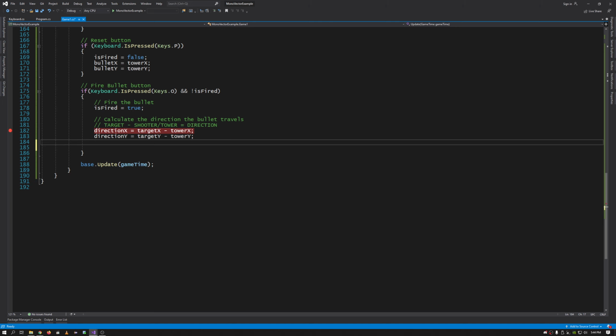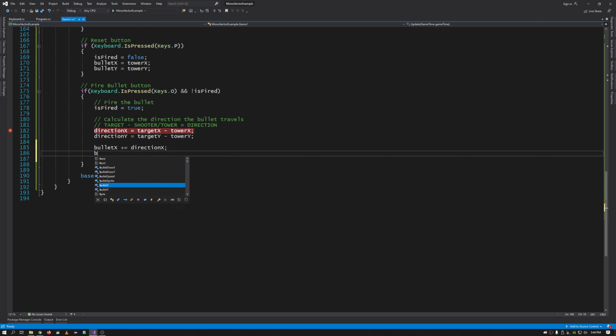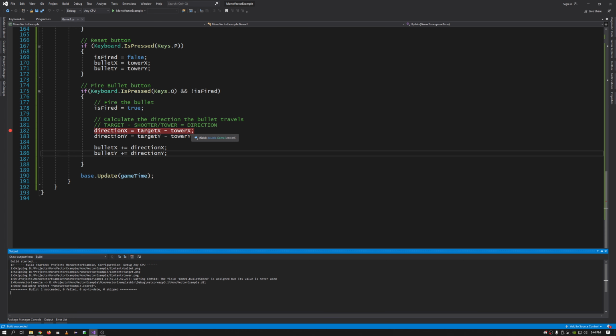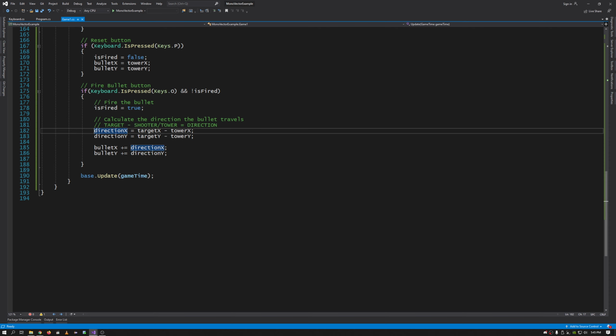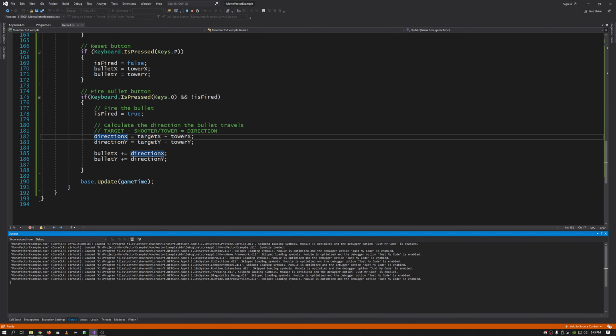But the problem is it has length. It has the magnitude included in this. And that's not going to work because if we add this direction with the length to our bullet, it's instantly going to be on top of our target. And I can show that. So watch this. Bullet X will now add the direction of X. Bullet Y will now add the direction of Y. I hope I did that right. I know sooner or later I'm going to make a mistake because I'm making a video while coding fresh stuff. So just bear with me.